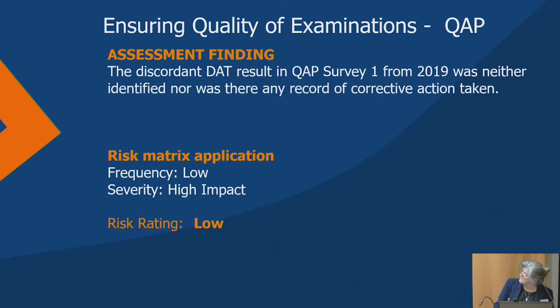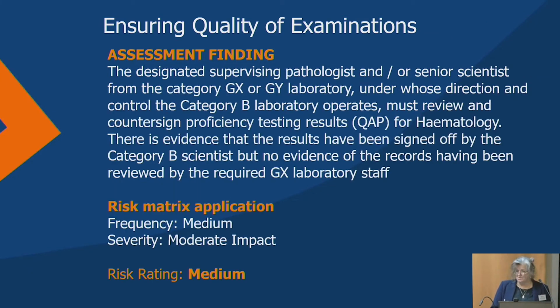So with some QAP results, discordant results were neither identified nor any record taken. This is just from one survey, where there was no corrective action taken. So you'd say, okay, just one survey, let me have a look at some other surveys to see what happened. And if you came across other surveys where there'd been no response, you'd start to go, there's something going wrong here, you're not doing your QAP properly. And if the lab's not doing the QAP properly, then there are potential issues. But this is just one survey from 2019. We'd probably start asking why, but it does have potential to have high impact, but the frequency is low, so it was given a low risk rating.